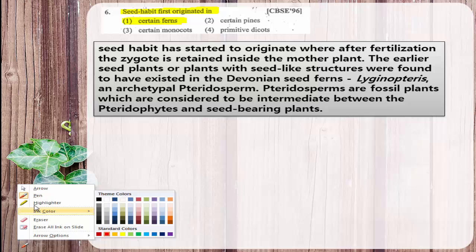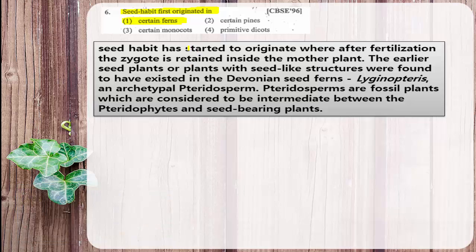The seed habit has started to originate where, after the fertilization, the zygote is retained inside the mother plant. What is the zygote? It is the product of fertilization, the fusion between male and female gamete. When this fusion occurs inside the mother plant, within the archegonium, because it is the female sex organ, the seed production has initiated.